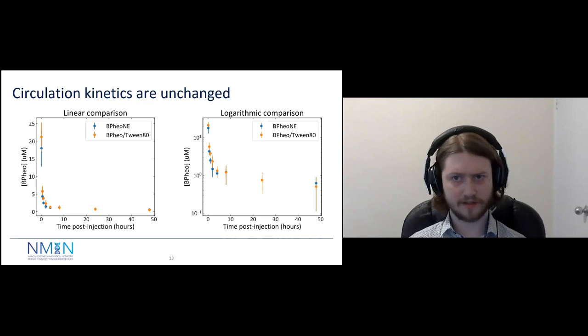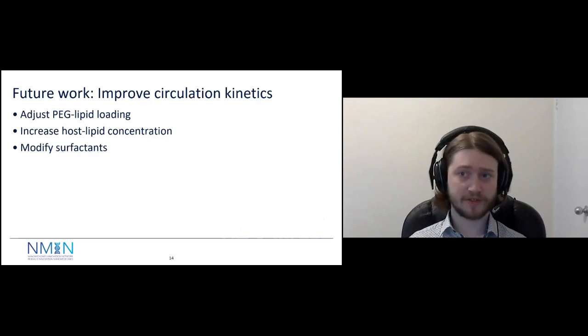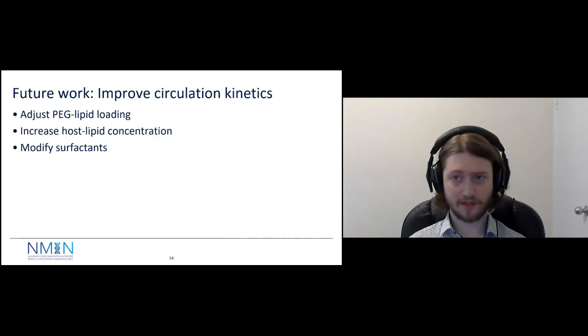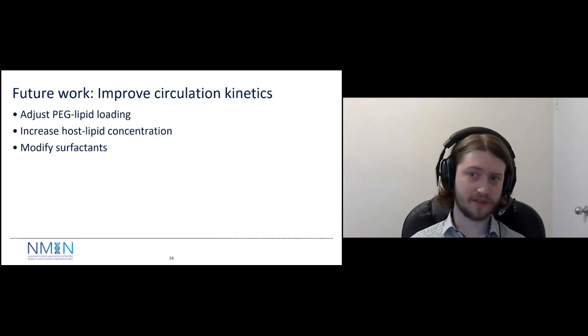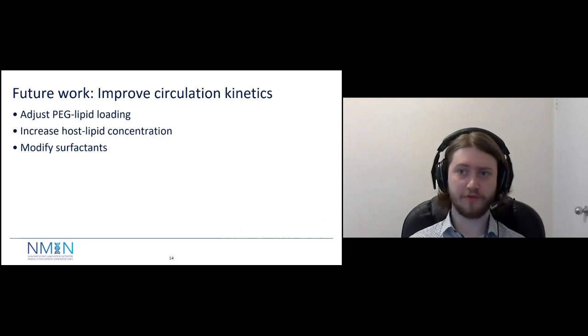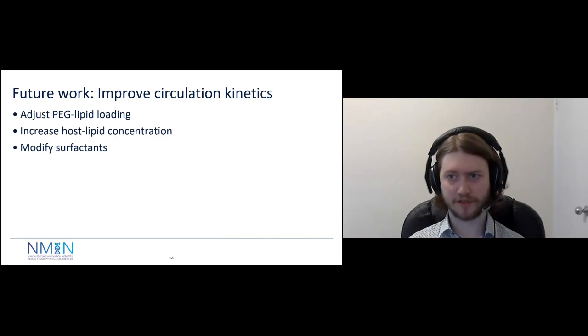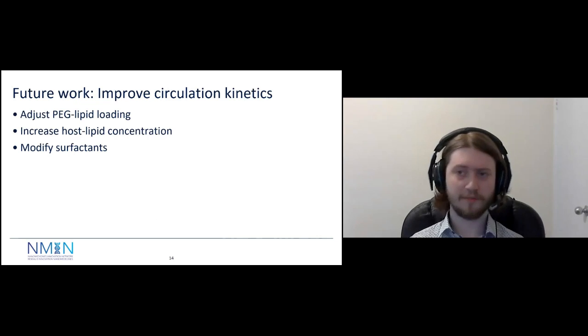However, this is really not the end of the world, as nanoemulsions are very amenable to surface modifications, which can help to improve the circulation kinetics. For example, we may want to adjust the PEG lipid loading, as this can help protect it against aggregation with serum proteins. We may also want to increase the host lipid concentration to further reduce the surface tension of the droplets. And if both of these avenues fail, we may need to completely change what surfactants are being used. But again, there are really a lot of approaches that we can take to improve the circulation kinetics.